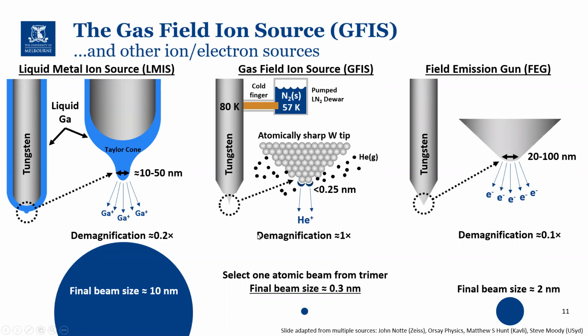The downside to having a 1-to-1 demagnification is, of course, this is then incredibly sensitive to vibration. If this tip wiggles a little bit, the spot will wiggle a little bit. So it's very, very sensitive to vibration, but it is also incredibly well collimated because of this.